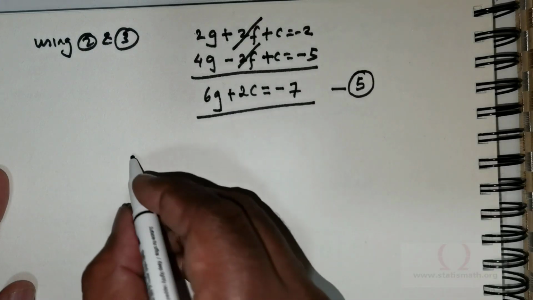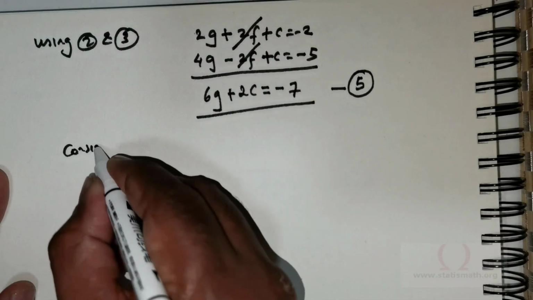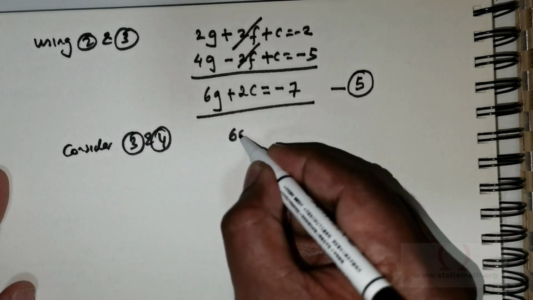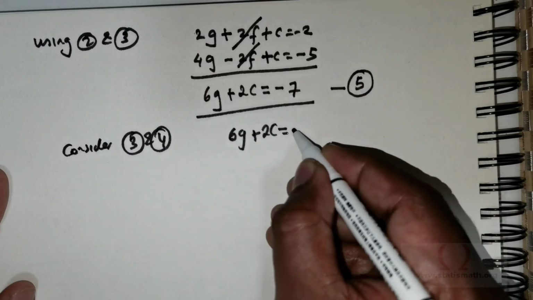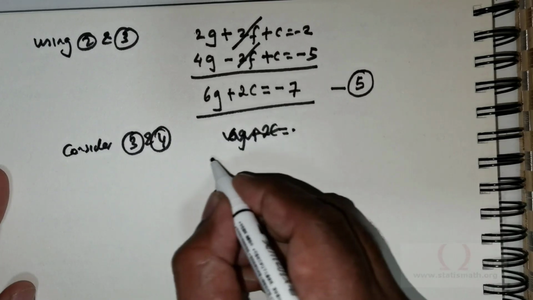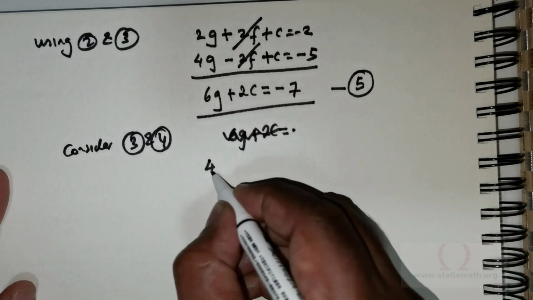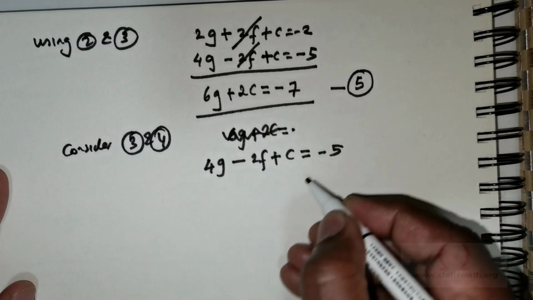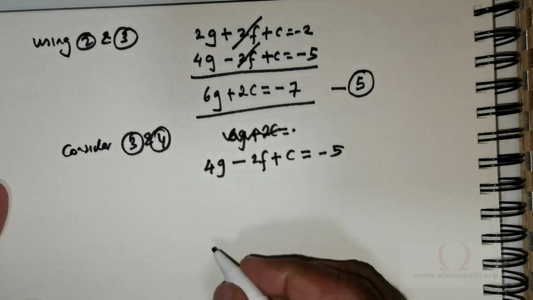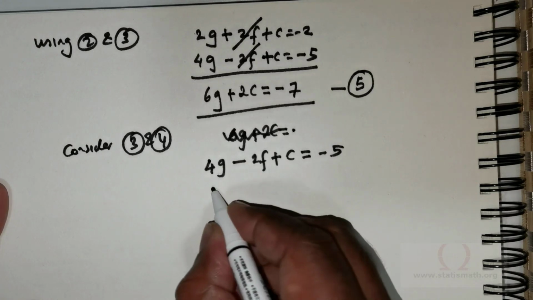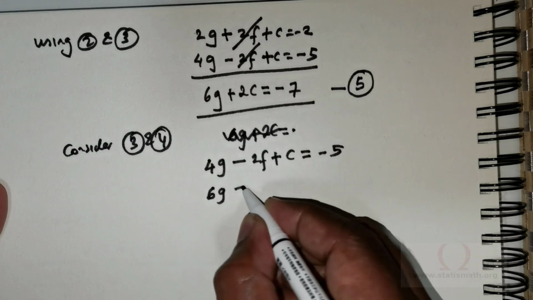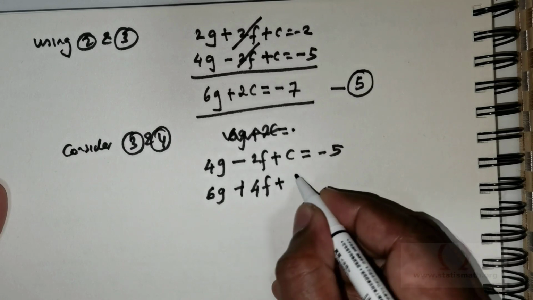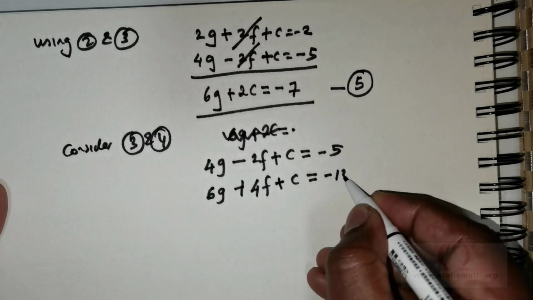So now what I'm going to do is consider 3 and 4. So my 3 is 4g minus 2f plus c is equal to -5. And my 4 is 6g plus 4f plus c is equal to -13.